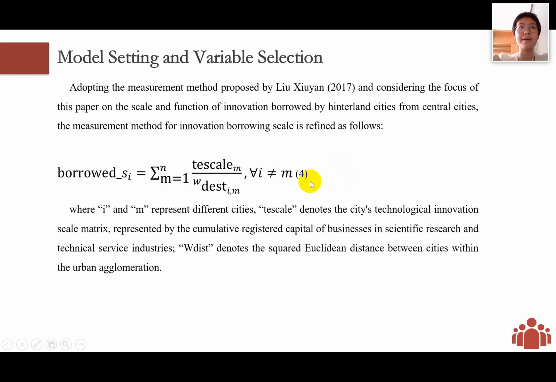So here on this page, we have our 4th formula. This was adopted from previous studies by Liu Xiuyuan. He with statistic. We changed it a little bit because we're studying the innovation of borrowed scale and borrowed function. So matrix. So this is a matrix, and here at the bottom, this part.